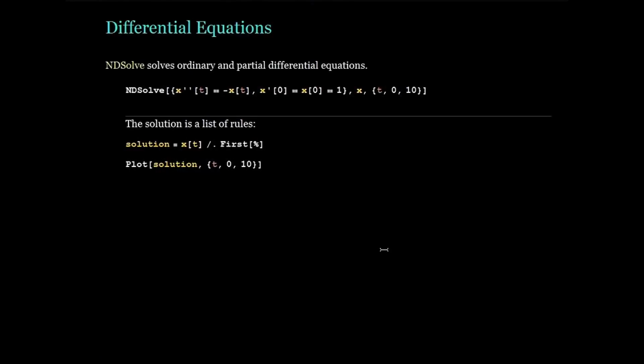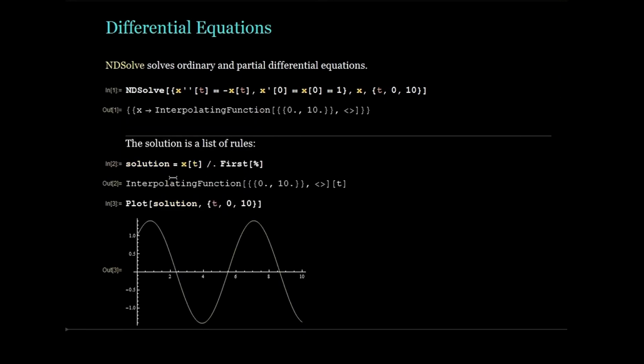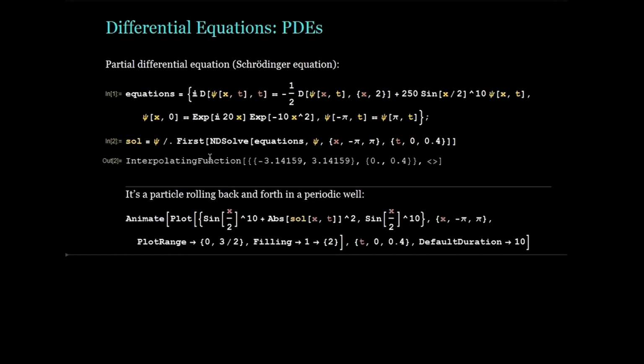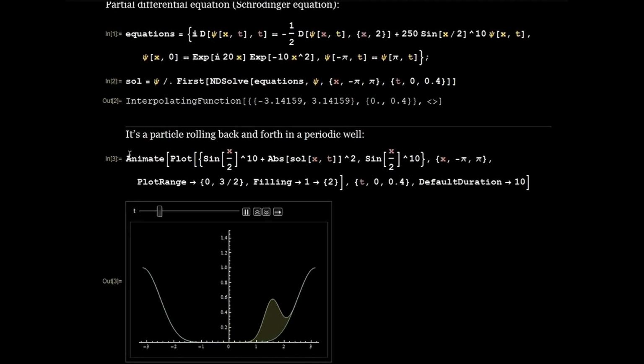The Mathematica function that handles ordinary differential equations and partial differential equations is NDSolve. Here's a simple example of solving an initial value problem. The solution in this case is the sinusoid. Here's a much more exciting example of solving the quantum mechanical Schrödinger equation, a partial differential equation. The solution gives the probability of finding a particle at a given position and time. In this case, it's a particle rolling back and forth in a periodic potential well.